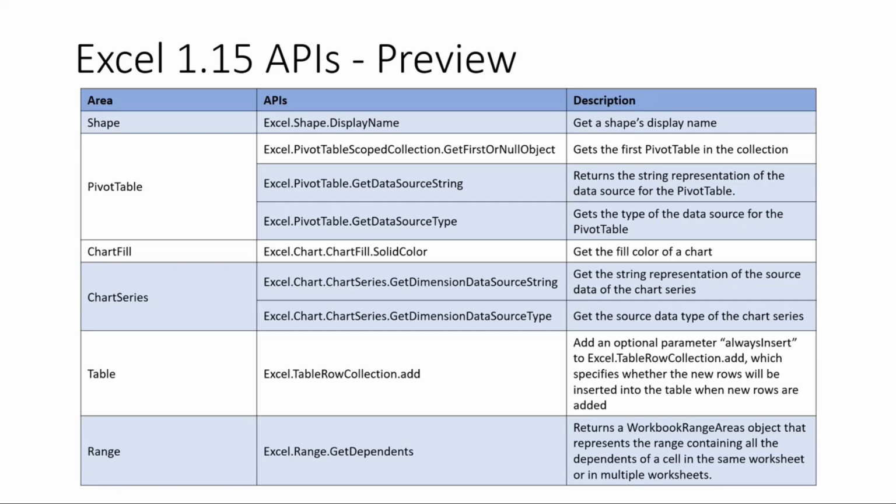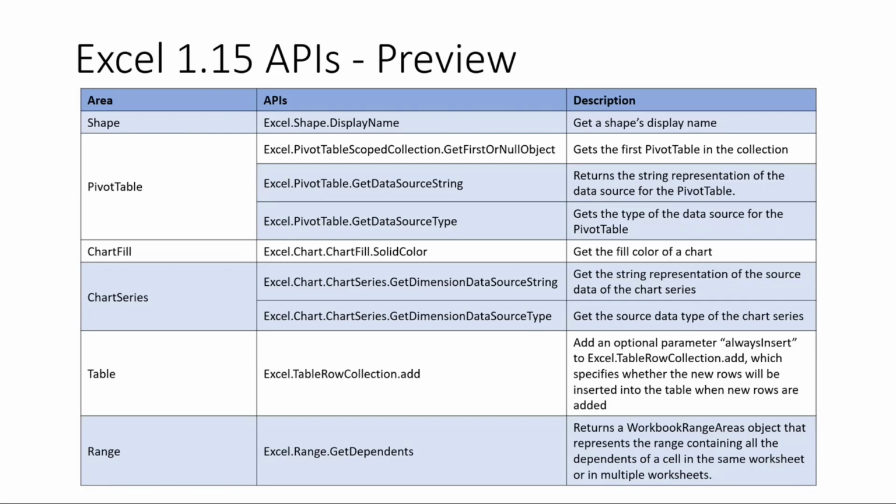So one of the themes of Excel 1.15 is this idea of bidirectional discovery. We're adding more APIs to enable your add-ins to discover the source of data. So in a pivot table, you can get where the data generating that pivot table is coming from and what type of thing, whether it's a range or table or what have you.